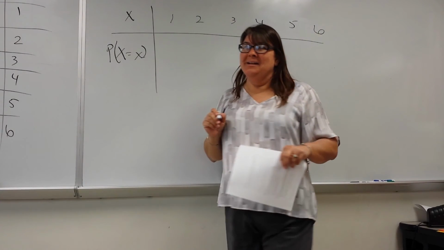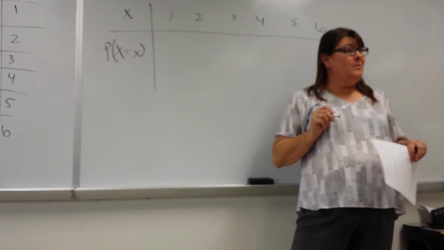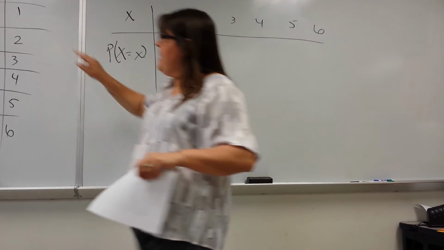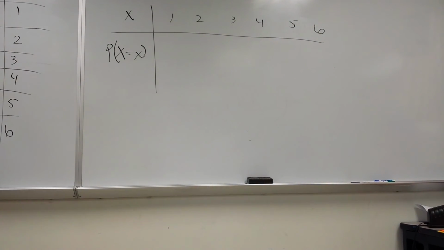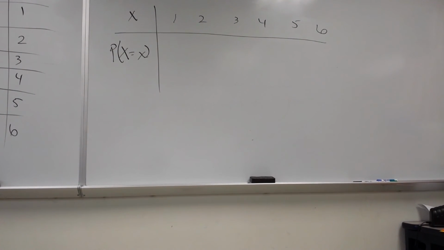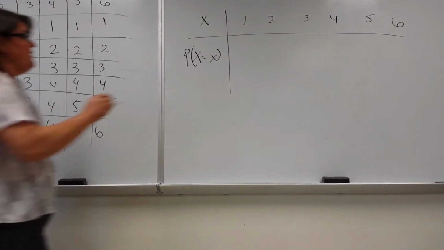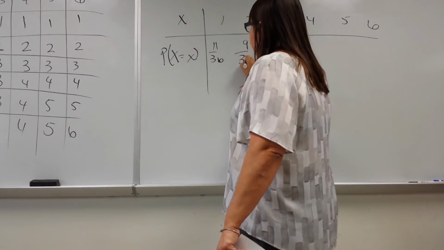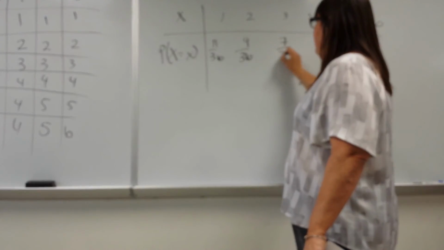Are we okay? What is the probability I roll a 1? We've got two 1s, right? 11 out of 36. Is that what you're getting? Is that what everybody's getting? 11 out of 36. Okay, how about 2? 9 out of 36. 7 out of 36.